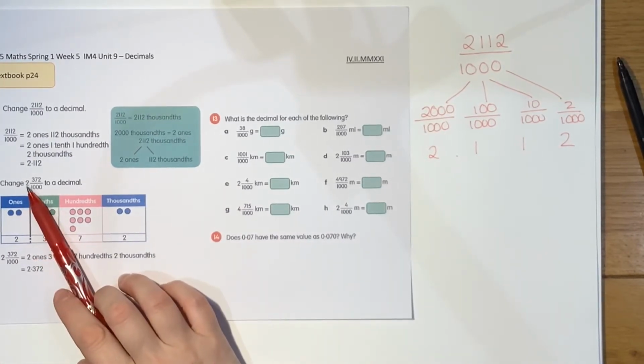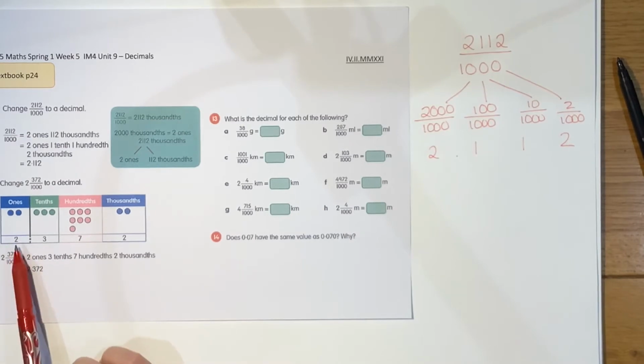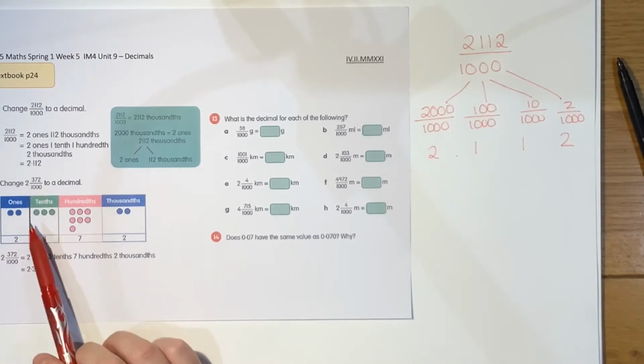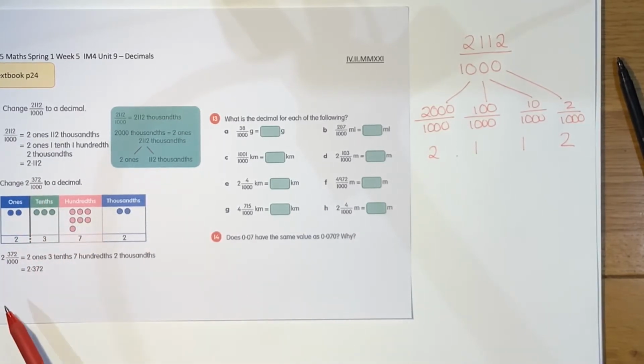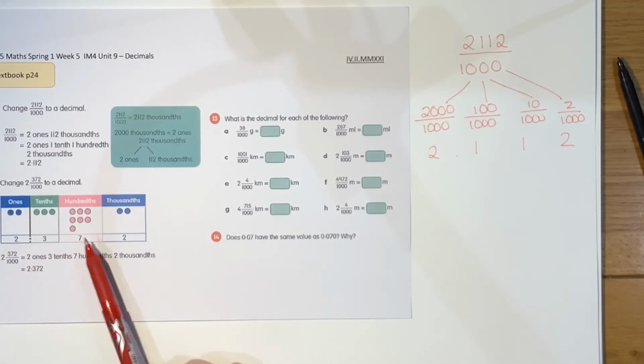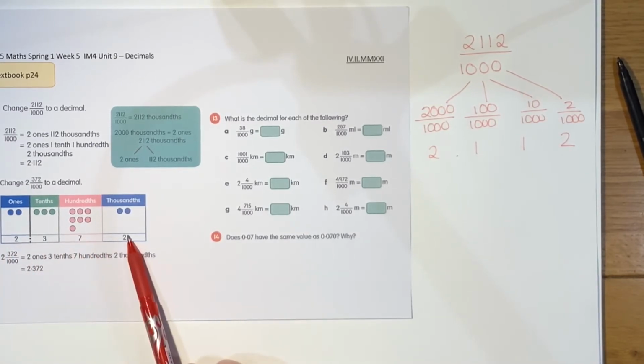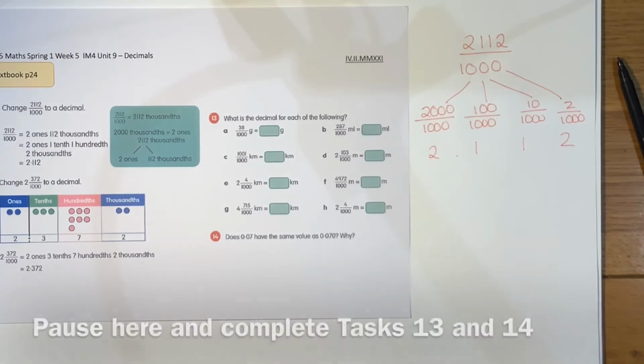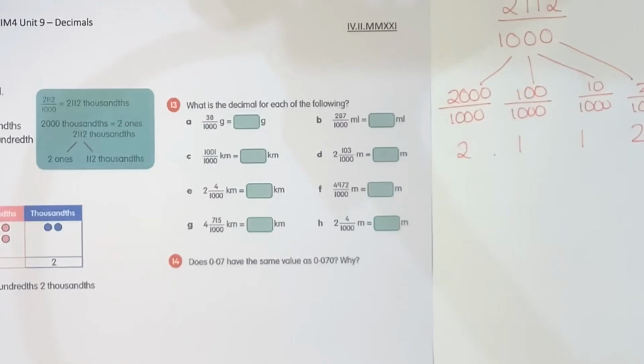2 whole ones and 372 thousandths. Again, if you find it easier, you can draw it or build the number to help you. Use a place value grid always to help you work out what each one is worth. We've got 2 ones, 3/10ths, 7/100ths, and 2 thousandths, giving us 2.372. Okay, please could you answer 13 and 14? Pause, have a go, and then unpause for your answers.